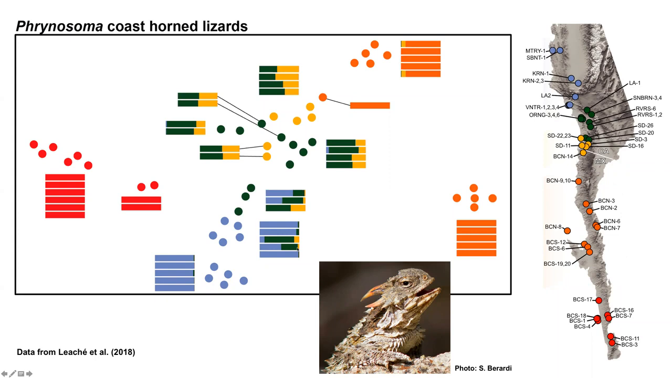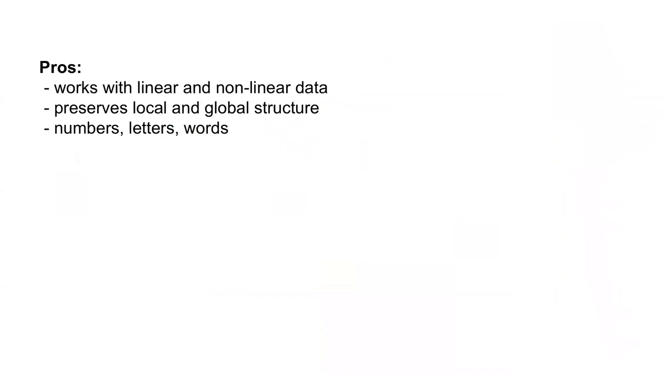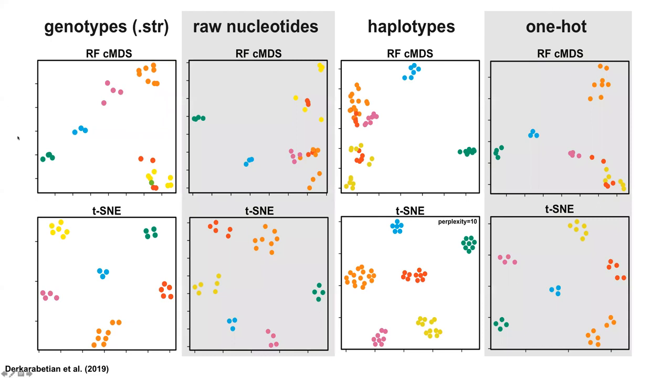Okay, the pros of t-SNE. It works with linear and nonlinear data, that may not be so relevant with species delimitation. It preserves the local and global structure. Again, that's something that's more evident in these huge data sets, like medical data sets. But I've also done this with numbers, letters, and words. I took a morphological data set where the characters are like rounded or straight, curved, whatever. And I put it into t-SNE and it did its thing. And so here's a representation of that.